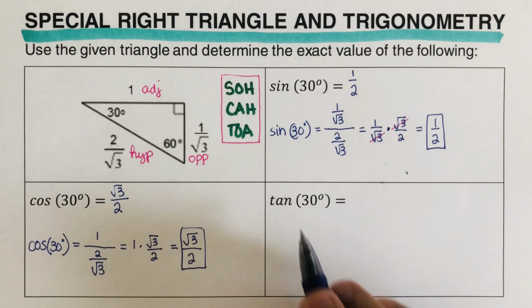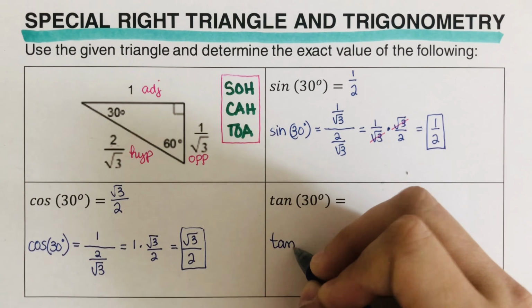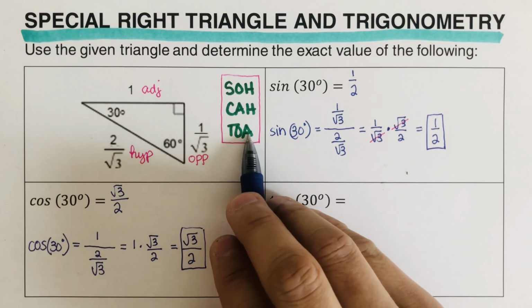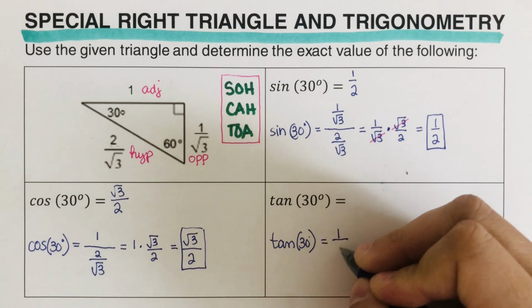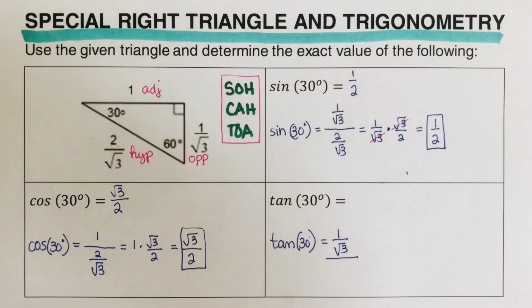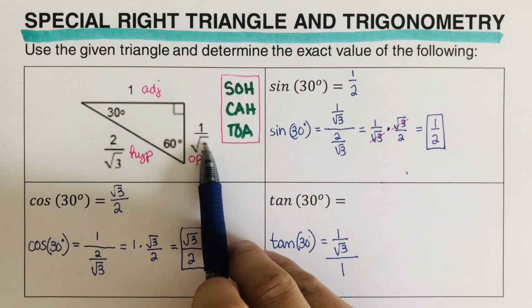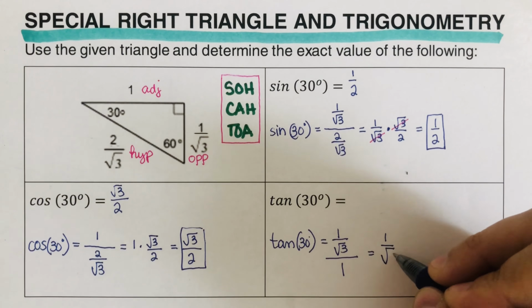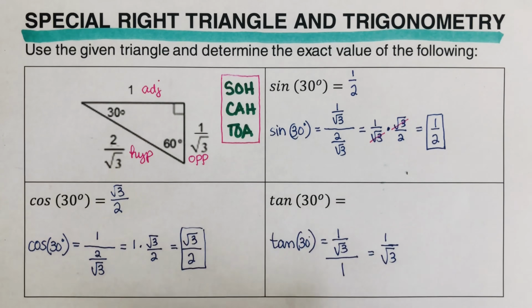Okay, let's move on to tangent. Tangent of 30 degrees is equal to TOA, opposite over adjacent. So we're looking at 30. The opposite is 1 over square root of 3, divided by the adjacent, which is 1. So opposite over adjacent means this is just 1 over square root of 3. Just a reminder, please remember that radicals don't want to be at the bottom.